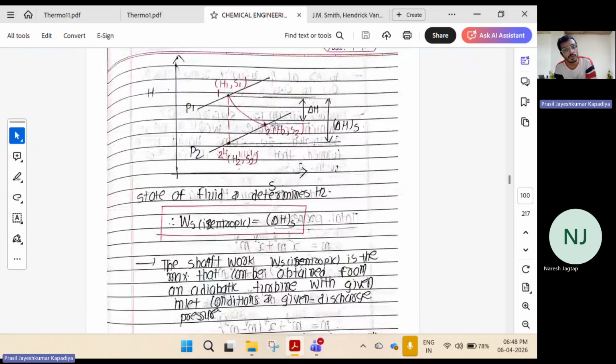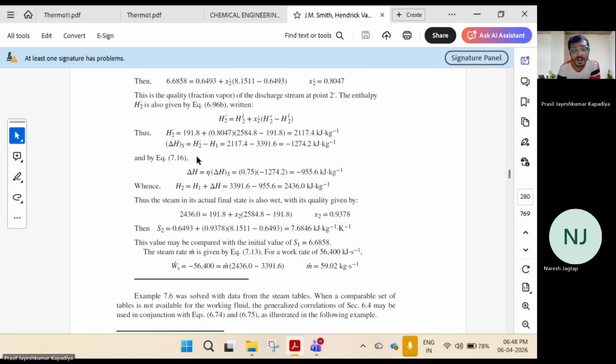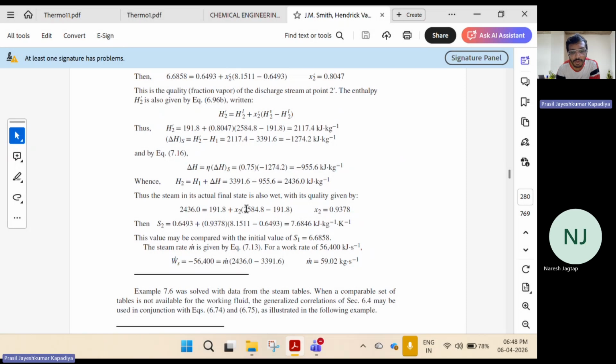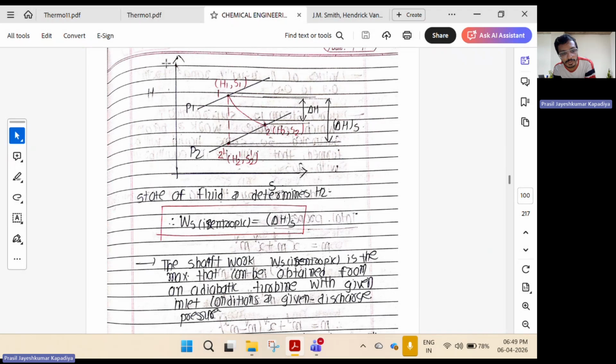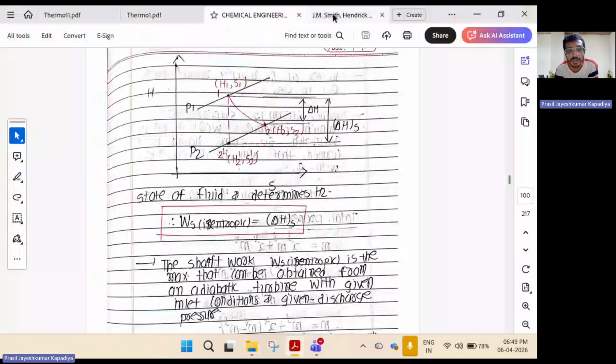Correct? Now if I know the actual value of H2, so for that actual H2 at 10 kilopascal, I can find out the quality of steam. And if I put it back again, then I can find out the entropy of this turbine process. Okay, so this looks slightly confusing, but it is not. One more thing to see is how we can find out these numbers.